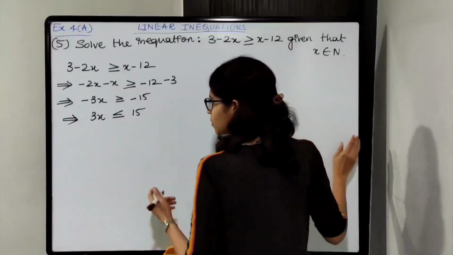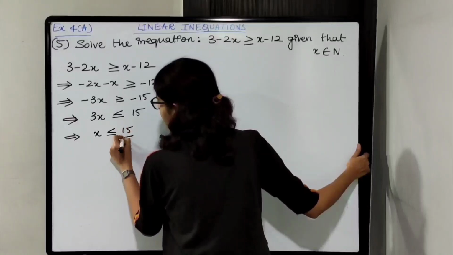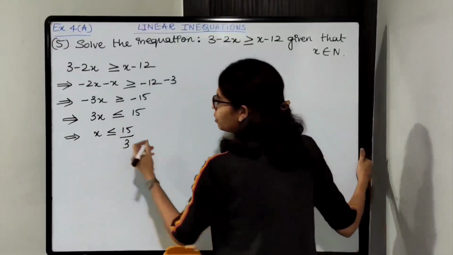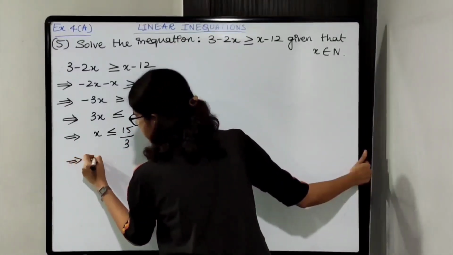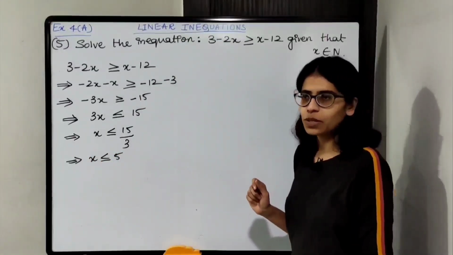Okay, so x will be less than or equal to 15 by 3. So 3 fives are 15. So x is less than or equal to 5.